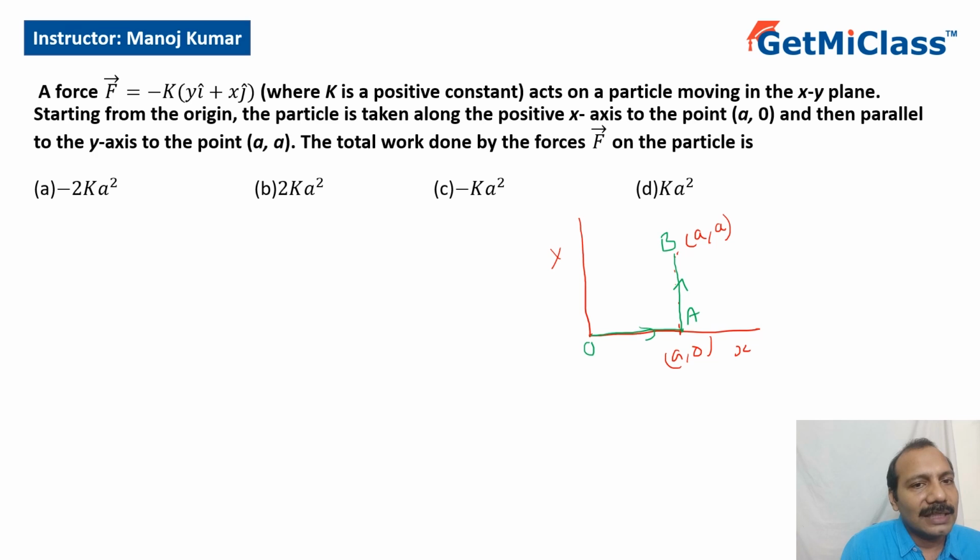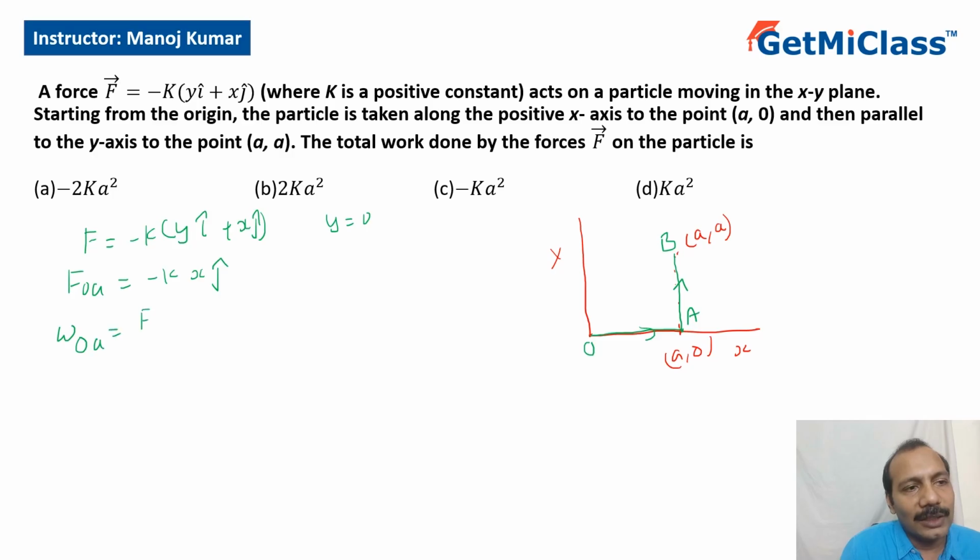So what is force when it is moving from O to A? F equal to minus k (y i plus x j). So during O to A, we know that y equal to 0. So if y equal to 0, I can say force equal to minus k x j. This is what the force is. Now what is work done from O to A? F dot dr. That is equal to minus k x j dot dr. dr is a i. Now the dot product of j and i is how much? 0. So the work done from O to A is 0.